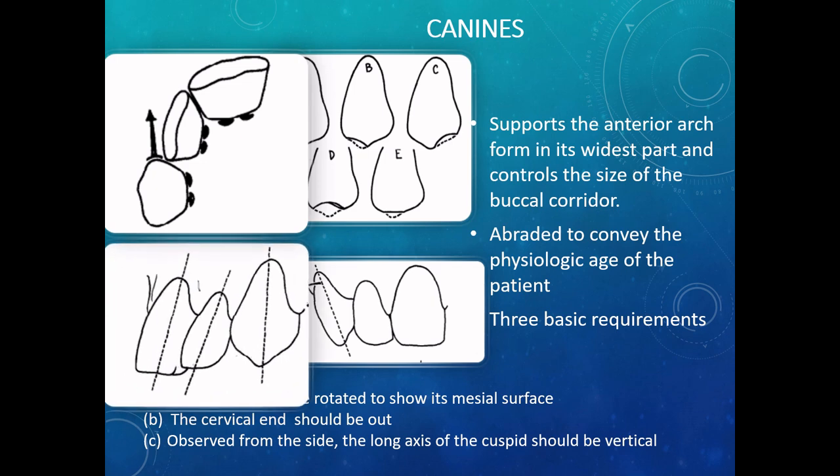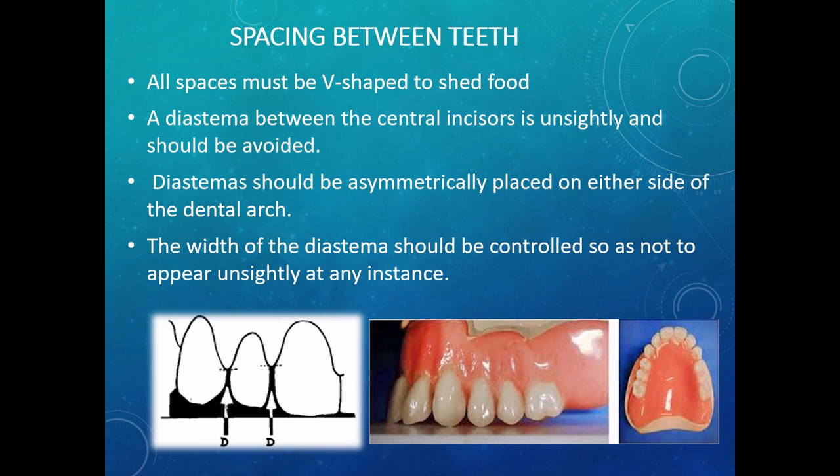The next consideration is spacing between teeth. So spacing between anterior or posterior teeth can be extremely effective, but their size and position must be artistically and hygienically designed, or else they will become sites for deposition of food, plaque, calculus, etc. So there are certain rules that should be observed with the spaces. The first one is that all spaces must be V-shaped to shed the food. So you can see here these spaces are V-shaped. So this is the proper self-cleansing form of the diastema.